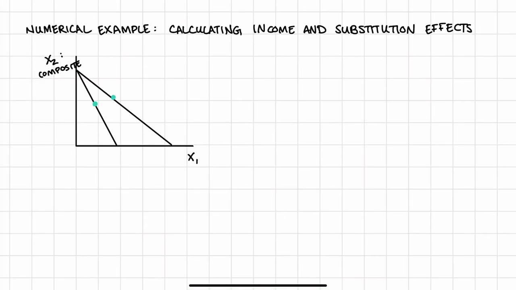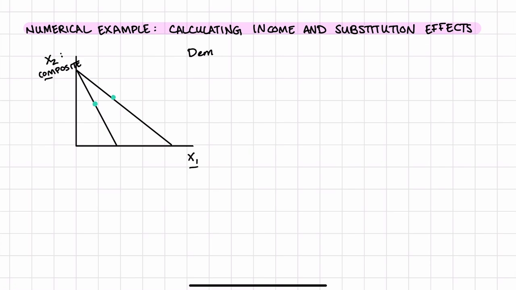In this video, I want to do a numerical example where I'll calculate income and substitution effects using a demand function. So let's suppose we have good 1 and good 2. Good 2 will be a composite good, so it'll just represent the money that we spend on all other goods after spending our money on good 1.